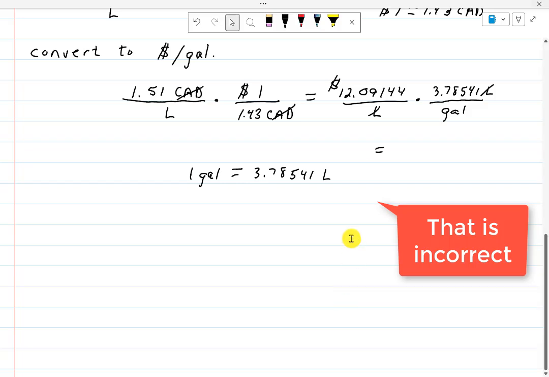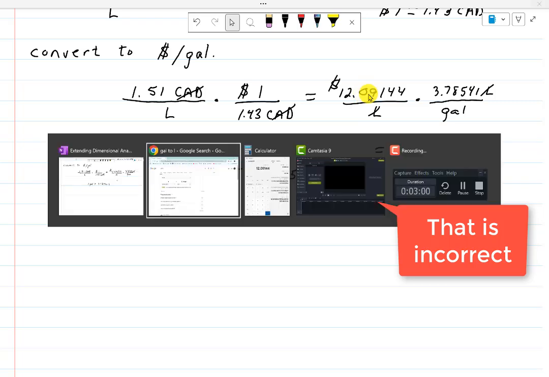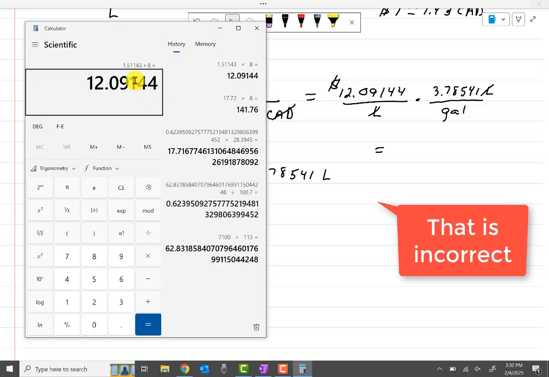I can see there's an error here. Look at this. 1.51 divided by 1.43 really shouldn't be much more than 1. What happened with my calculation here? Let's check it out. Let me do it again. It's not there that I can tell. How did I get this? I don't know exactly what I was doing.